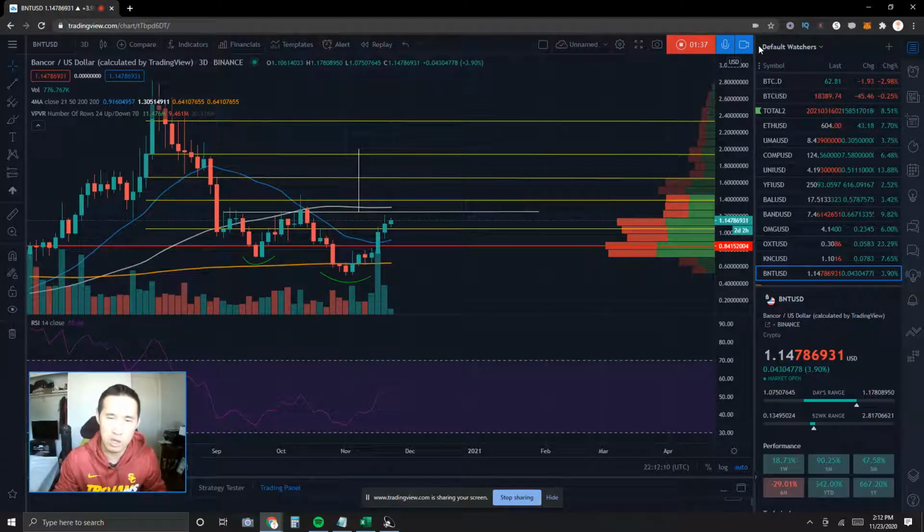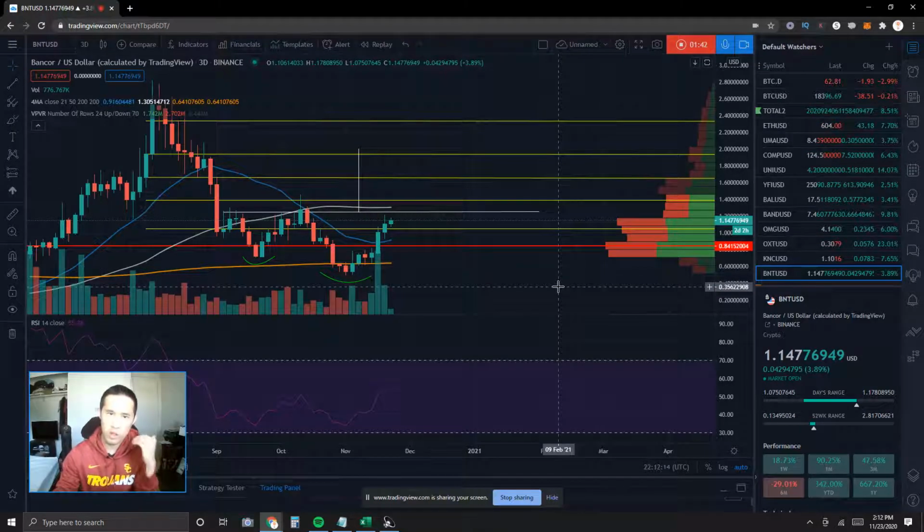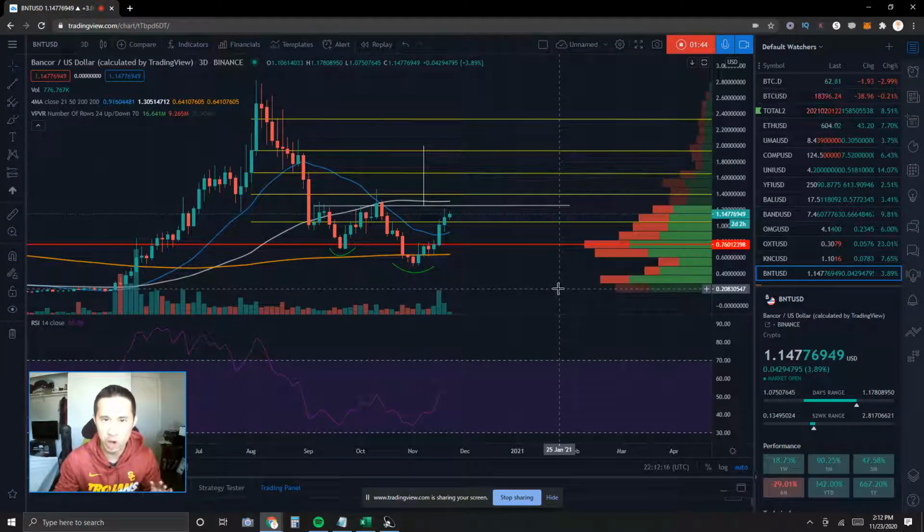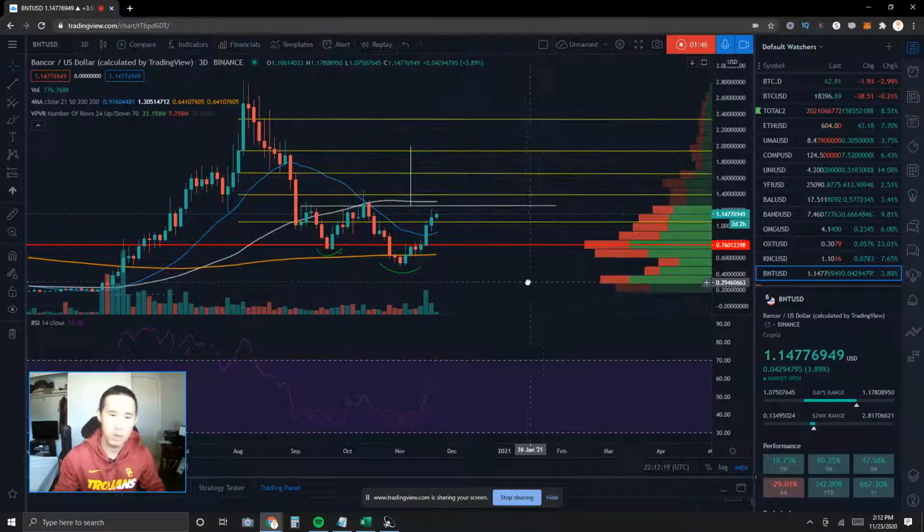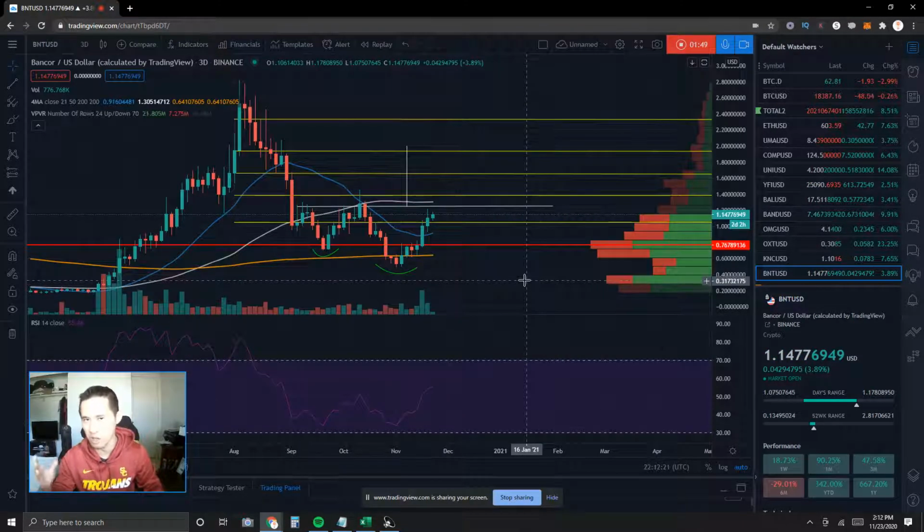Now let's take a look exactly what's going on with Bancor. So this is what I do when I don't know anything about the charts of a crypto. First things first, I do want to take a look at what trend the chart is in. Is it in an uptrend, downtrend, or reversal? Reason being because I want to be mostly long on an uptrend and I want to be mostly short on a downtrend. I don't want to trade against the trend most of the time.